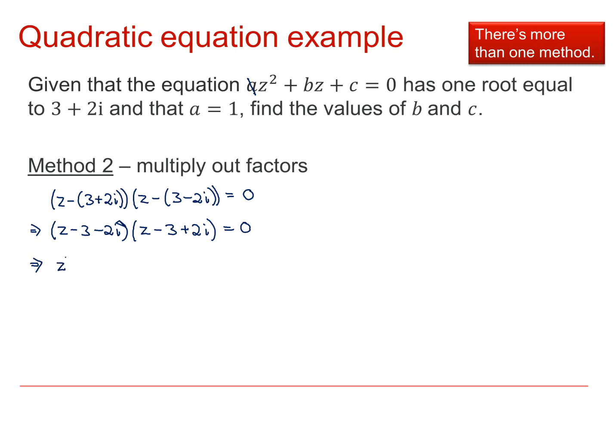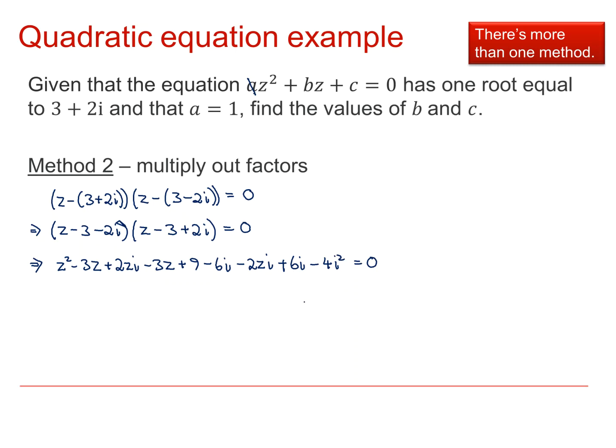Multiplying out, we get z squared minus 3z plus 2zi minus 3z plus 9 minus 6i minus 2zi plus 6i minus 4i squared equals 0.